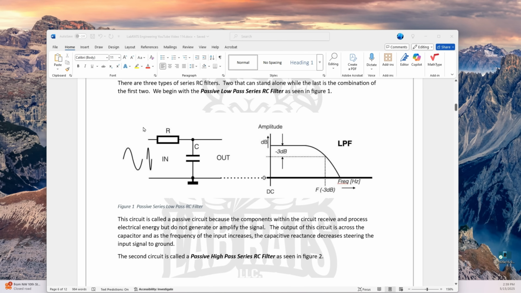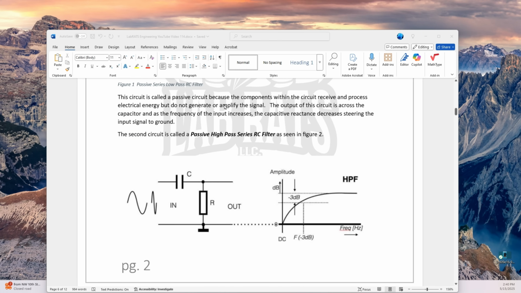As you can see, the analog signal in hits the resistor and drops the voltage across the capacitor. So as the reactance here is high, we have voltage out. As this frequency increases, we know that the reactance decreases, and thus that steers the signal to ground, producing this Bode plot we have right here. We know that the 3 dB point is found by equation 1, which is equivalent to frequency cutoff is equal to 1 over 2 pi RC, producing this graph here, making a low-pass filter.